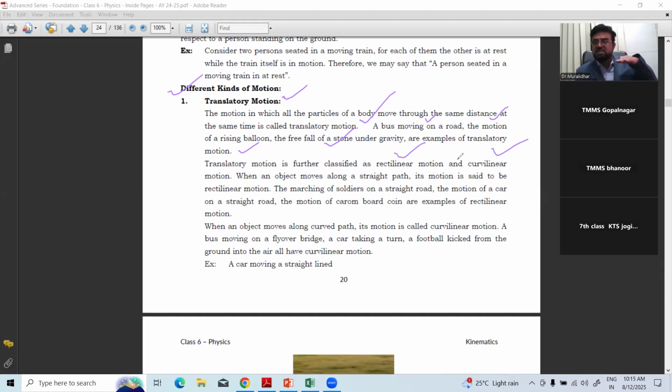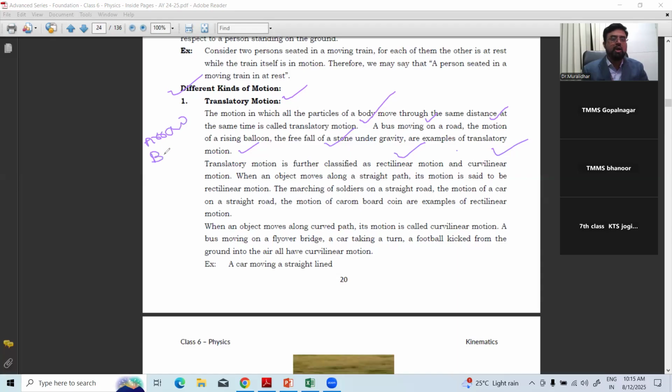When the bus is going in a straight line, that is called rectilinear translatory motion. When the bus is taking a curved path, that is called curvilinear translatory motion. Even though it is taking a curve, all parts go the same way. So, translatory motion is nothing but when all the particles of the body move in the same direction. For example, when you shoot an arrow with a bow, the arrow follows the same direction and hits the target. That is translatory. A bullet from a gun is also an example.